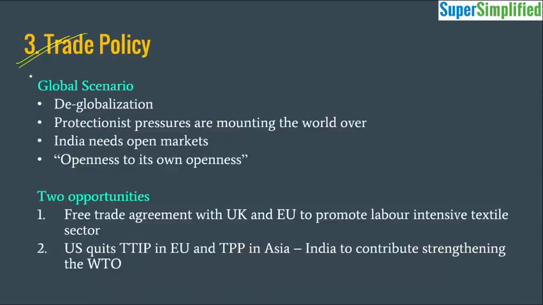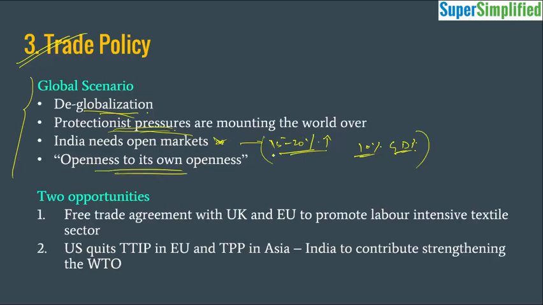Here the Economic Survey is saying that in the global scenario today, there is a wave of deglobalization. A lot of protectionist measures are being taken by countries the world over, and the problem here is India needs open markets, because we need around 15 to 20% rise in our exports if we want to see 10% GDP growth in the near future. So for this we need openness of the world market. If this trend of deglobalization is gaining momentum, then India is going to lose on the export front.